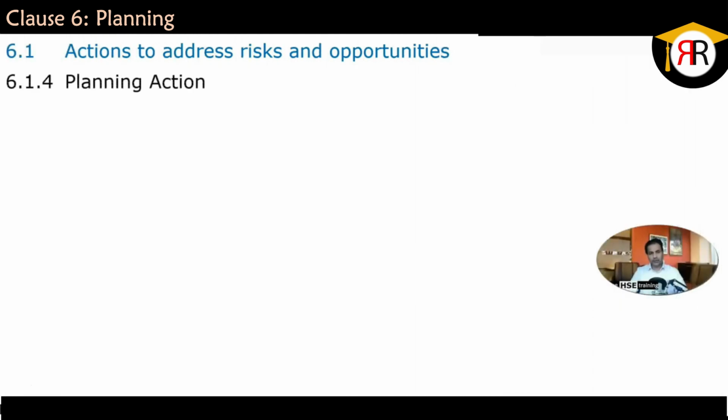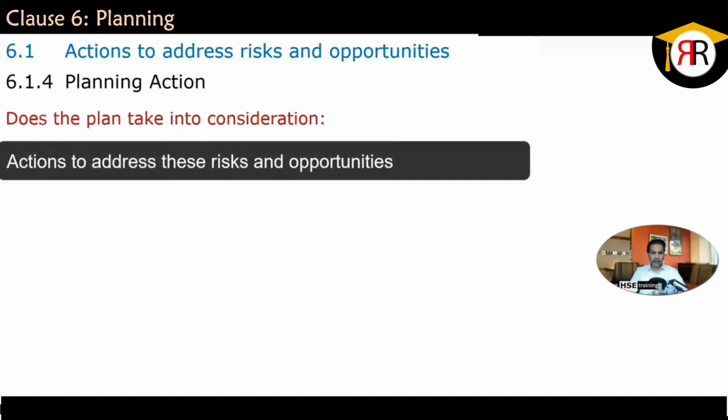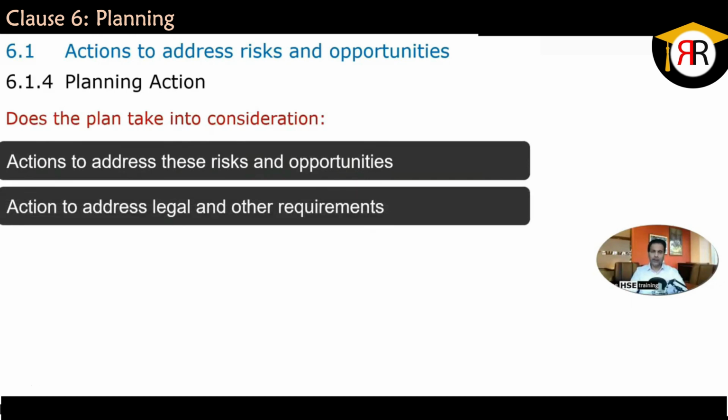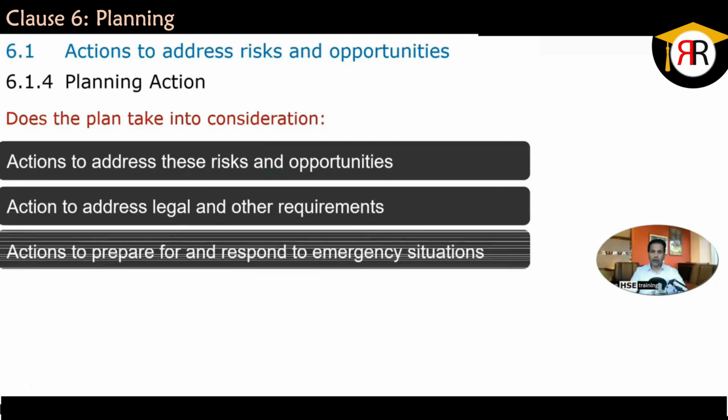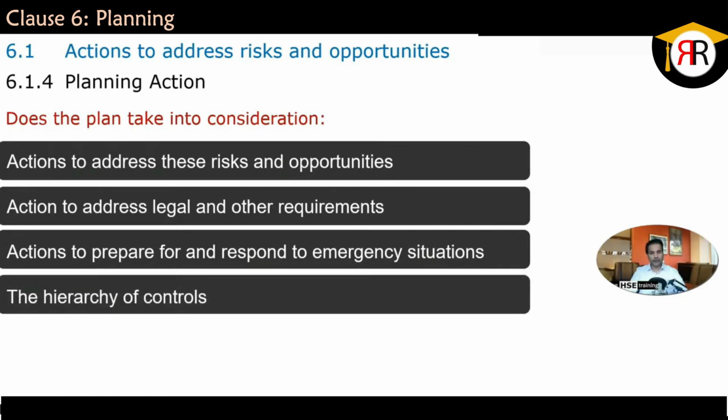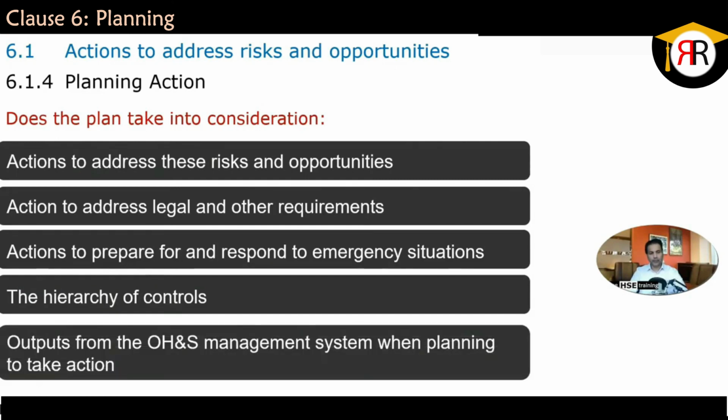In subclause 6.1.4 about planning action, does the plan take into consideration actions to address these risks and opportunities, actions to address legal and other requirements, actions to prepare for and respond to emergency situations, and also does it take into consideration the hierarchy of controls? Not to forget the outputs from the OHS management system when planning to take action.